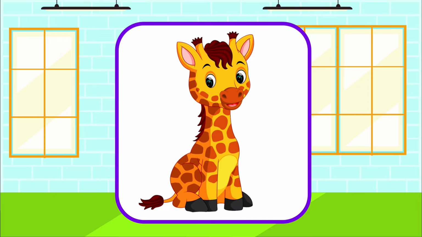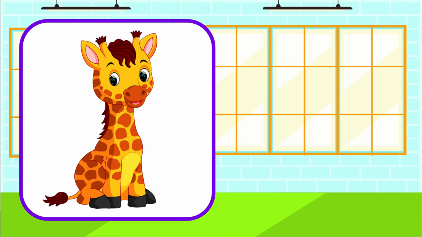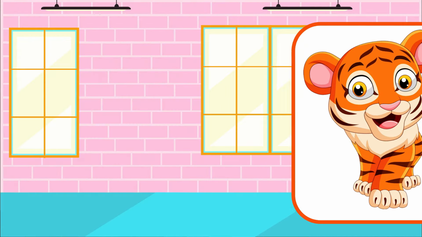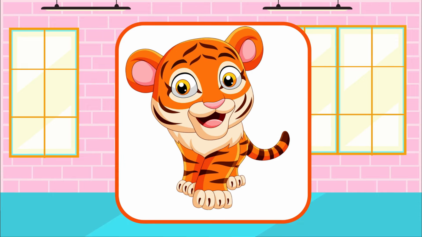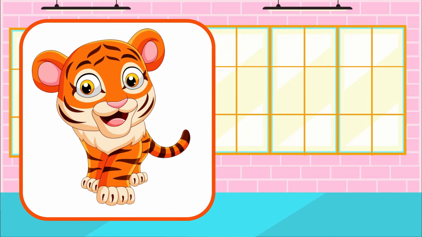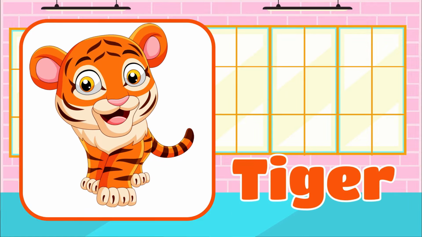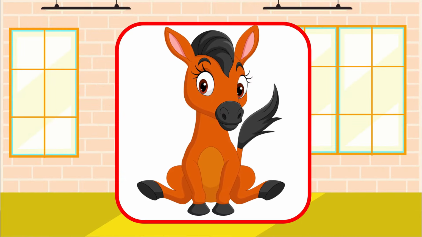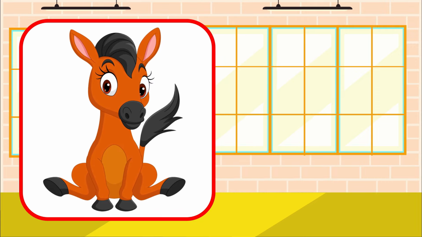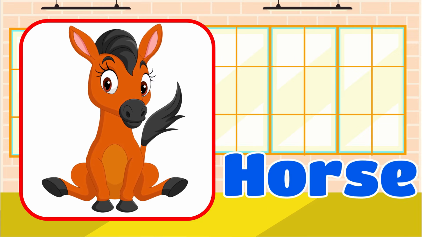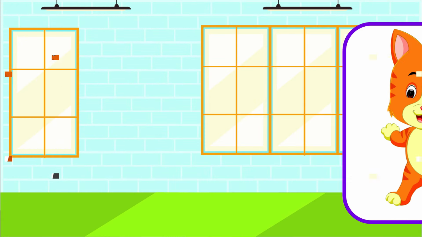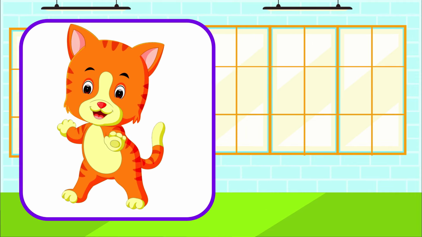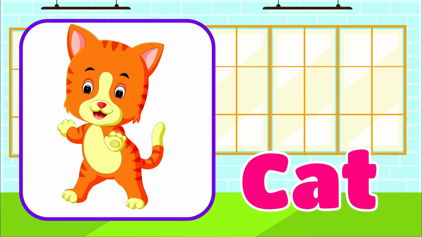Giraffe. This is a giraffe. Giraffe. Tiger. This is a tiger. Tiger. Horse. This is a horse. Horse. Cat. This is a cat. Cat.